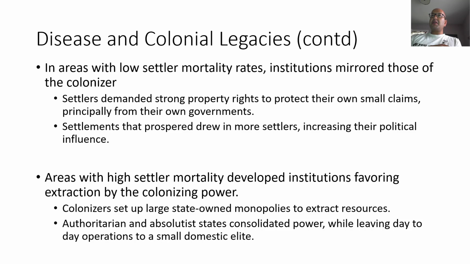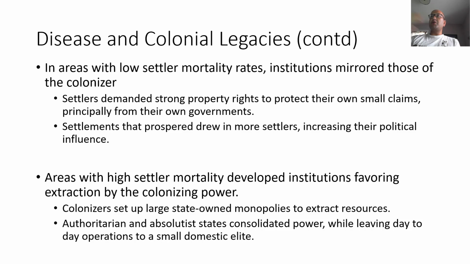So basically the argument that Acemoglu, Johnson, and Robinson are making is that you have some colonies that had relatively low settler mortality rates. So think of the U.S., for example. And so Europeans moved to the U.S. and they pushed for institutions that mirrored those of the colonizing power, the UK in this example. So the settlers there were demanding strong property rights to protect their own small claims. And if you think about what the American Revolution was fought over, one of the big slogans, no taxation without representation. And that's basically a push for strong property rights, right? I mean, arbitrary and capricious taxation is an example of weak property rights.